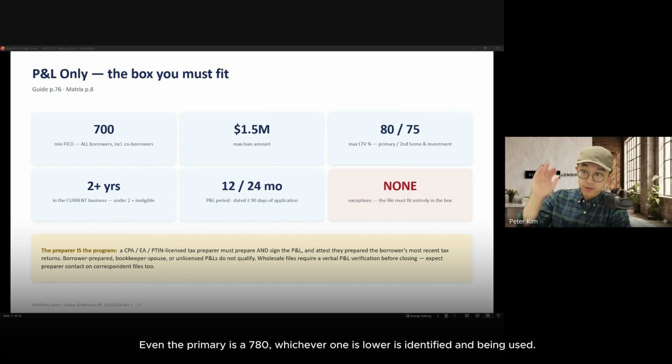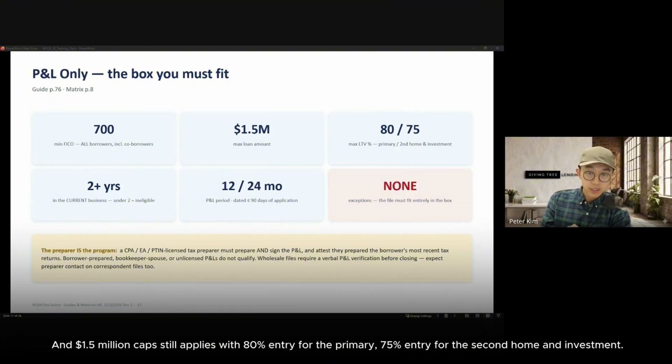Even if the primary is at 780, whichever score is lower is identified and used. And the $1.5 million cap still applies, with 80% LTV for the primary and 75% LTV for the second home and investment.